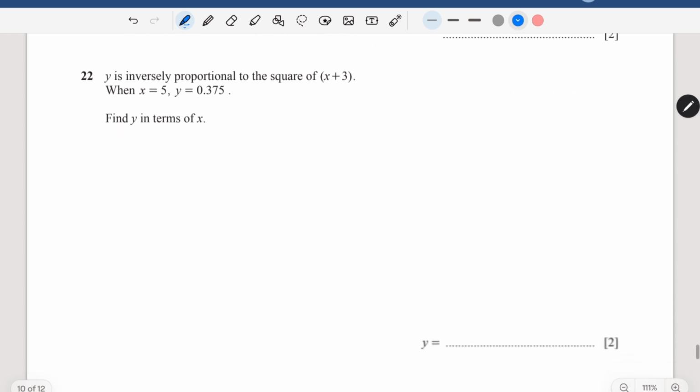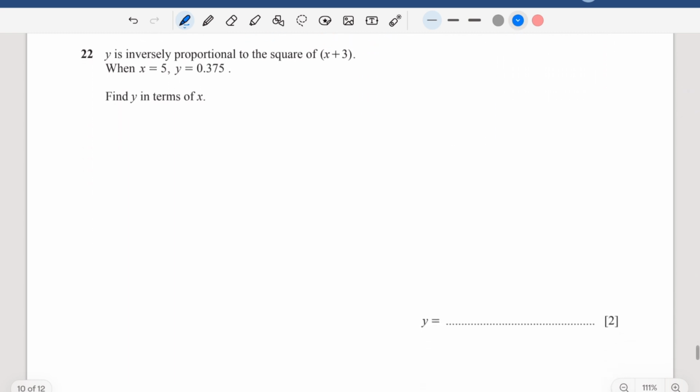Alright, let's move to question number 22. y is inversely proportional to the square of x plus 3. Inversely proportional means 1 over the square. Most of the time students will forget to read the question properly and just ignore the square. Make sure you read properly. They mention inversely proportional to the square of x plus 3, so it is a square.